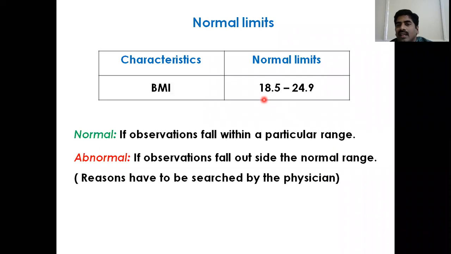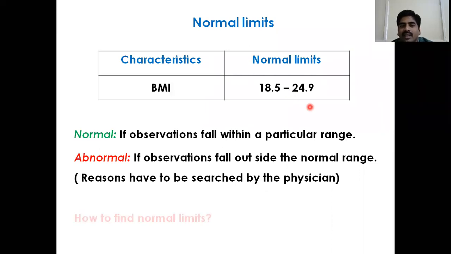See, if it is less than 18.5, a particular person is underweight, so we have to start some treatment and convert abnormal to normal. That is the role of the physician. If any abnormal condition is there, you give some treatment and convert abnormal to normal. For this, you should know what the normal limits are. Then only you can decide whether the particular person is in an abnormal condition or not. First, you should know the normal limits.